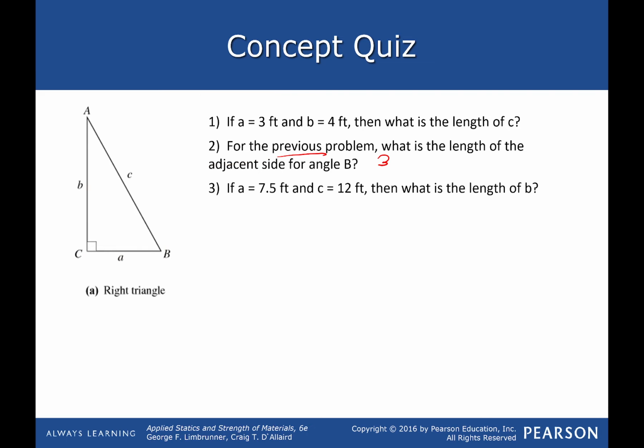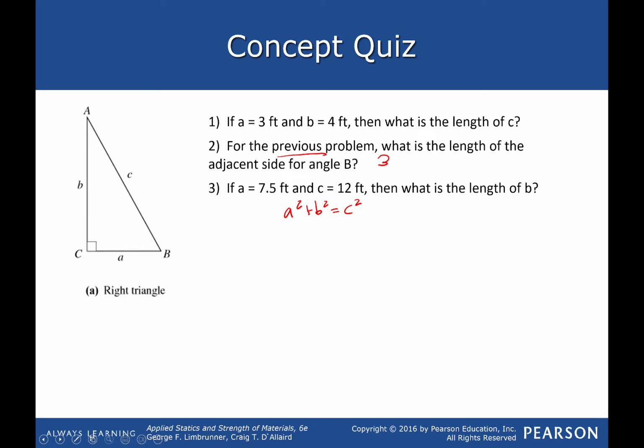Okay, if A is 7.5 and C is 12, then what is the length of B? So, a little bit harder this time. Let's see if we can get it to work. So first off, A squared plus B squared is equal to C squared. Okay, I've got that. Now let's plug our numbers in. I don't actually know what 7.5 squared is off the top of my head, so I'm having to plug it in my calculator right here. There we go.